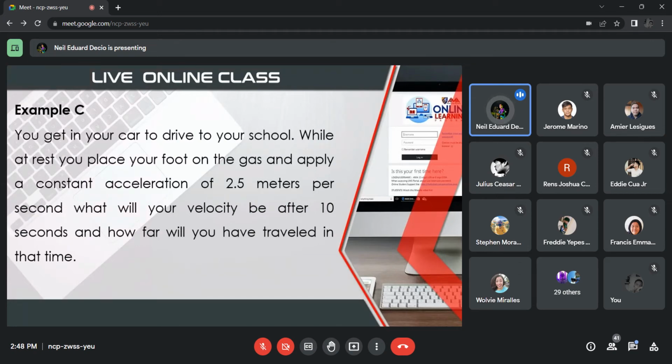So, problem C states that you get in your car to drive to your school. While at rest, you place your foot on the gas and apply a constant acceleration of 2.5 meters per second. What will your velocity be? Wait, I think there's something wrong here. For the information, everyone, if it is acceleration, the unit should be meter per second squared. Take note. So actually, I can edit it.